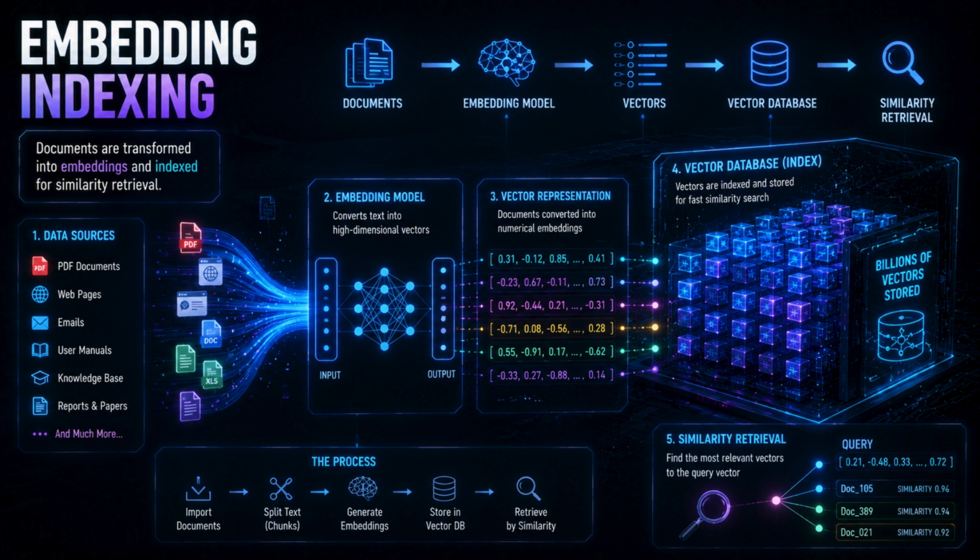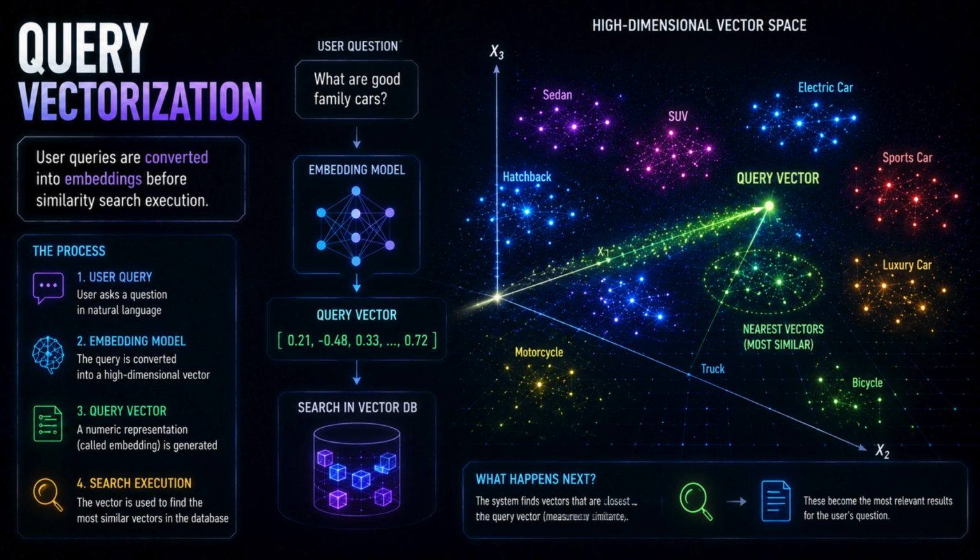How data gets stored? The process usually looks like this. Step 1. Take documents. Step 2. Generate embeddings. Step 3. Store embeddings inside a vector database. Every document now has a mathematical location, which means AI can search by meaning instead of keywords. When you ask, what are good family cars? The question also becomes a vector. The database then asks, which stored vectors are closest to this new vector? This process is called similarity search.